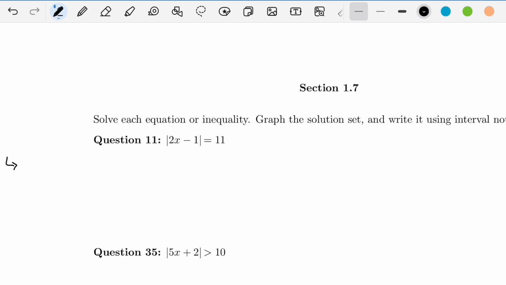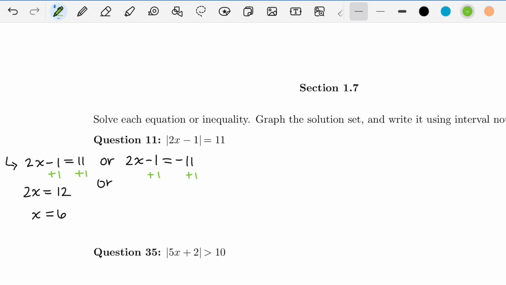So we have 2x minus 1 is equal to 11, or 2x minus 1 is equal to -11. So we just want to solve for x in both of these cases. Doing so, for this first one here, we'll just get x is going to be equal to 6. Or, doing the same thing here, we'll get that x is going to be equal to -5.